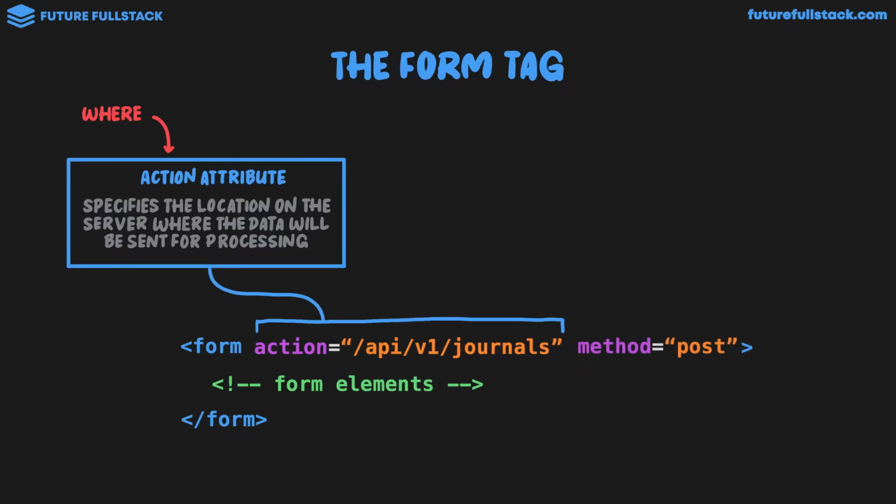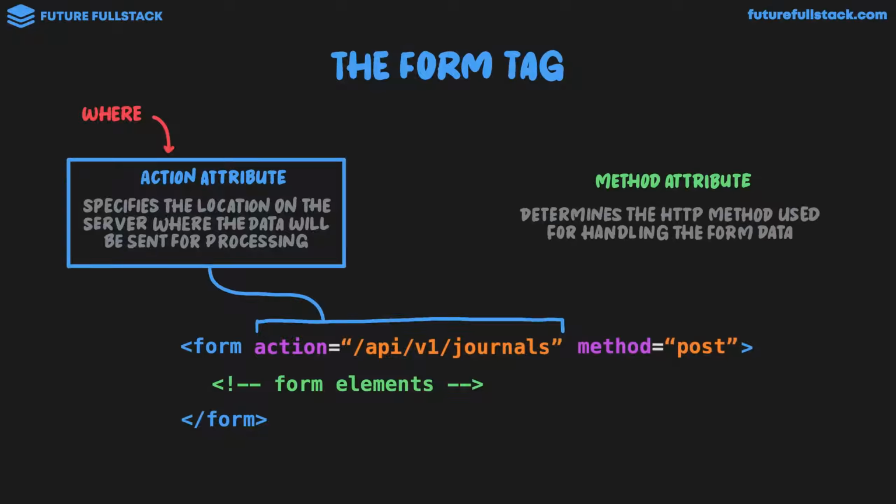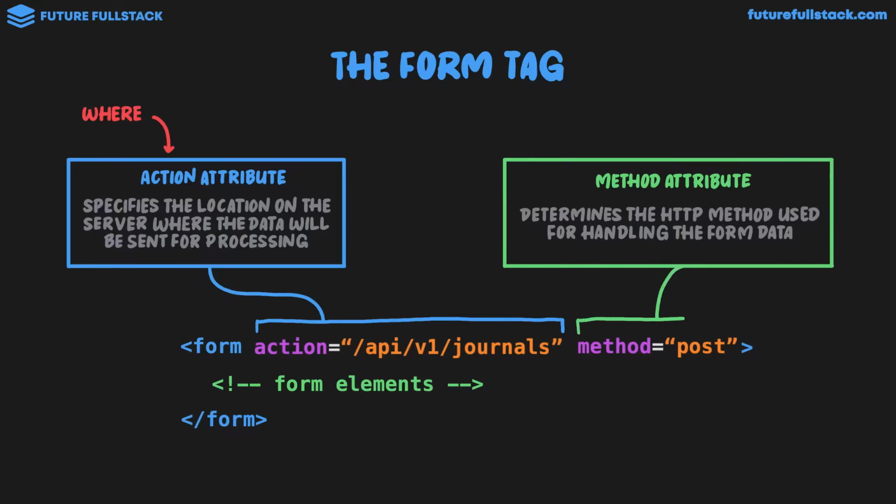The second attribute is the method attribute. This determines the HTTP method used for handling the form data. We will be looking at HTTP methods in a later topic in the Full Stack Bootcamp, so don't worry about the details right now, let's just get a conceptual understanding. Back to our library analogy, this is the how.